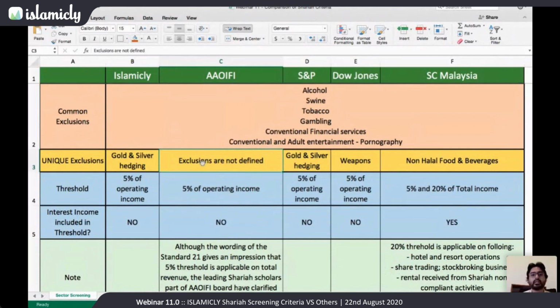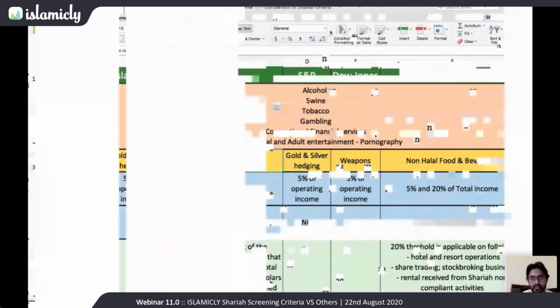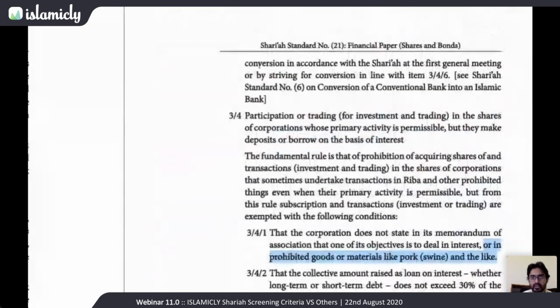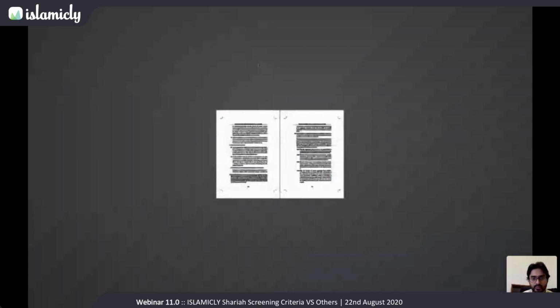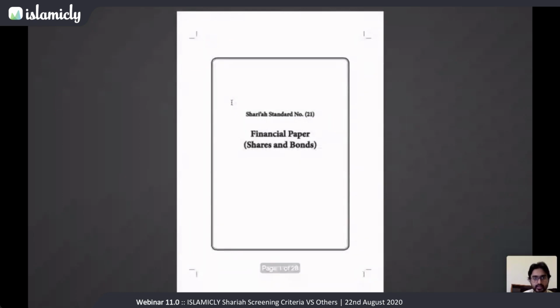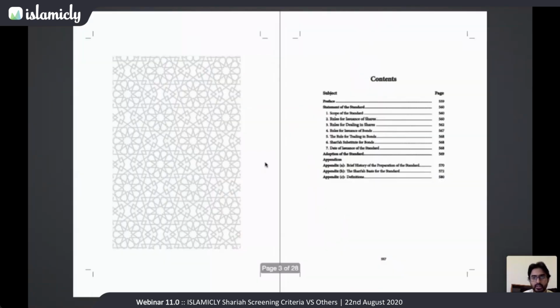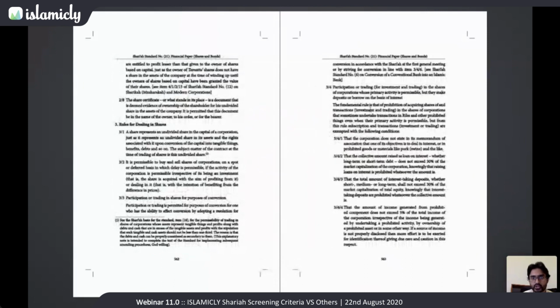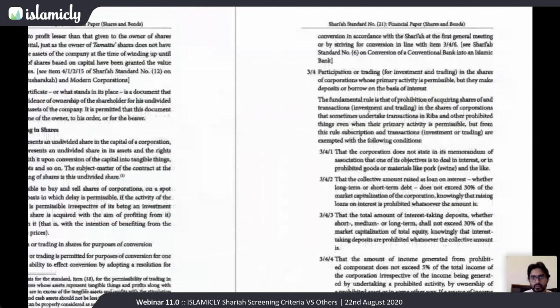Although it is generally accepted that definitely from an Islamic perspective, any company which deals in alcohol, wine, tobacco, gambling, conventional financial services, as well as conventional and adult entertainment, as well as pornography, will be considered non-permissible, right? So I've also shown you the standard which talks about this in the EOFI standards. If I have to make it smaller and take you through this one, as you can see, this is the EOFI standards cover, and the rule is mentioned on this page. Standard number 3/4 over here.